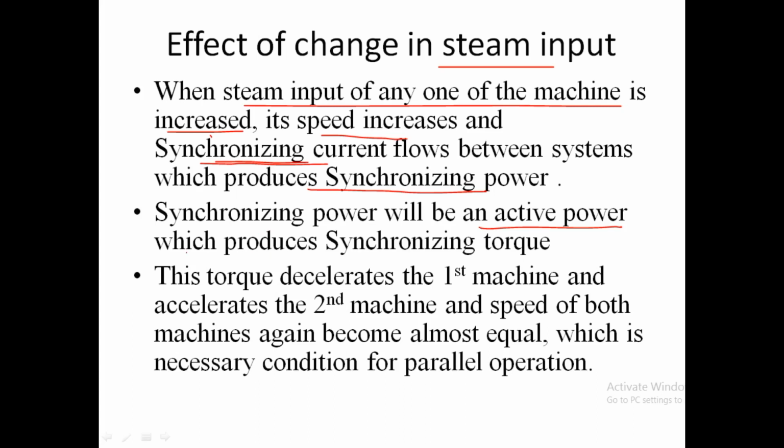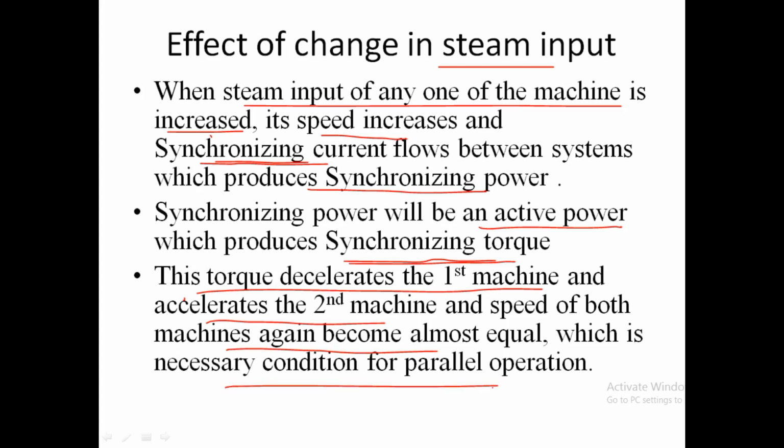But here this active power will always produce a torque. So this is producing a synchronizing torque. So synchronizing power produced here is making a synchronizing torque. This torque decelerates the first machine and accelerates the second machine, so that the speed of the two machines will become equal again, which is a necessary condition for parallel operation.